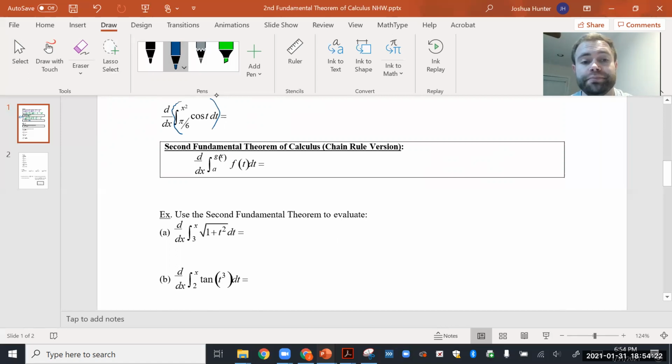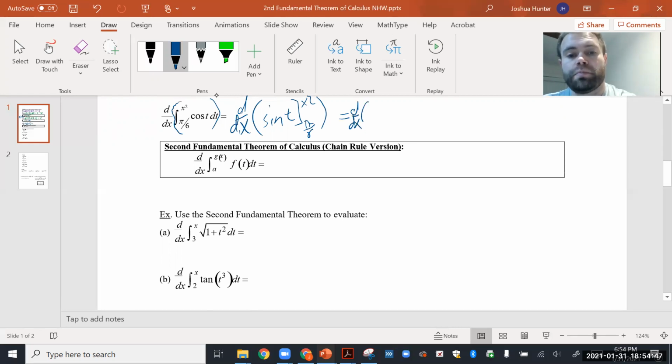I'm going to do the definite integration. So the antiderivative of cosine is sine from pi over 6 to x squared. And we plug in the upper and lower limits, which will give us the derivative of sine of x squared minus sine of pi over 6, which is 1/2. And now we take the derivative.